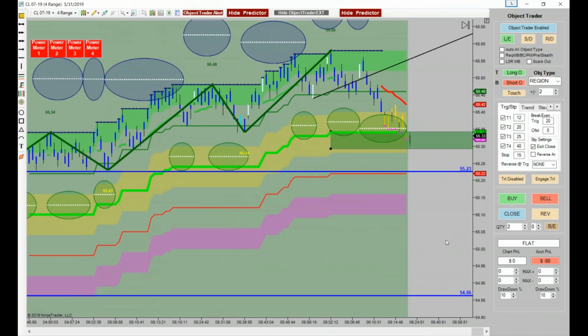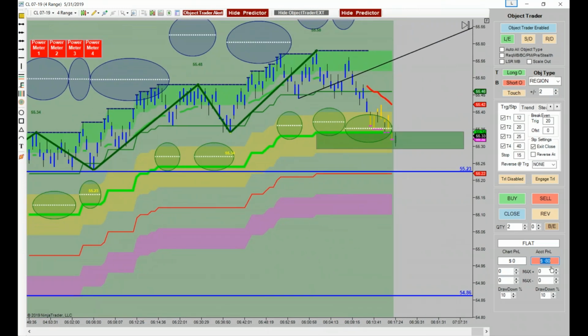So we lost 80 on that one. But notice, that's only 4 ticks for 2 contracts. So that was actually pretty good trade management, right? But now we're playing catch up.